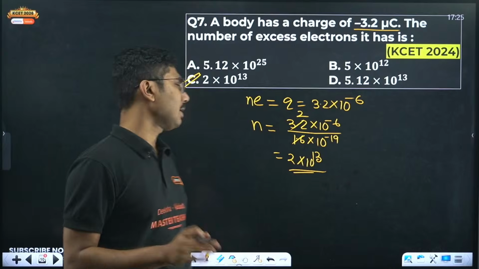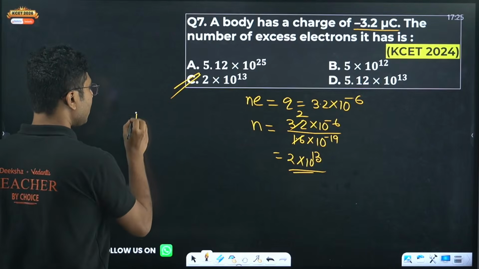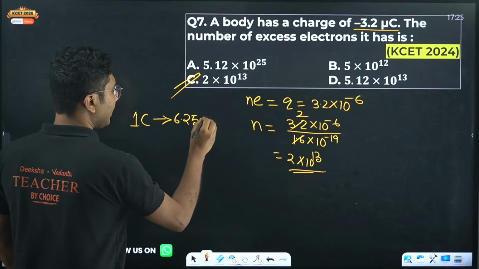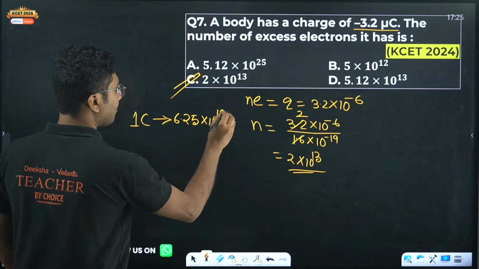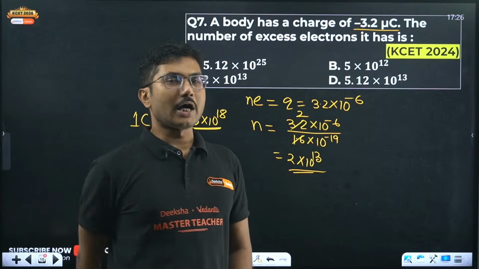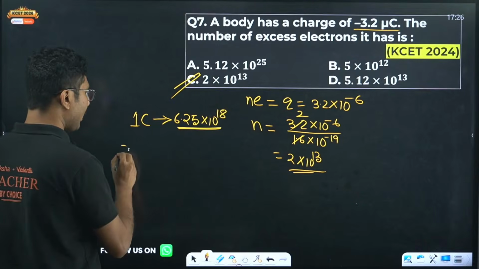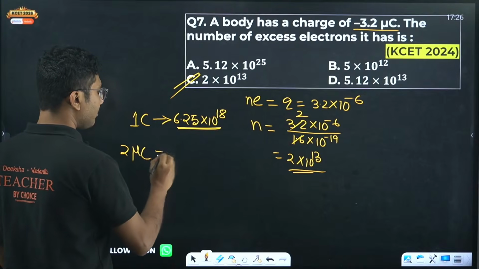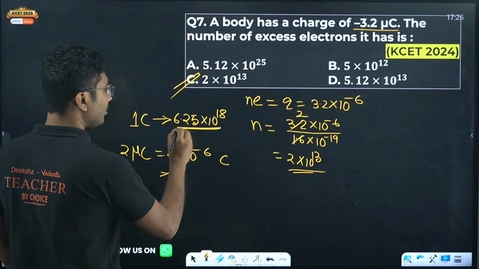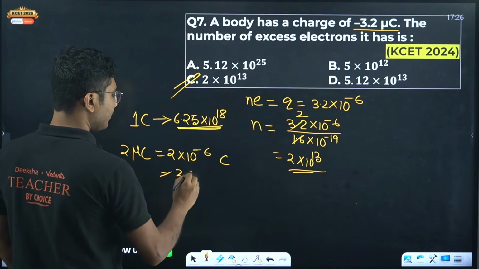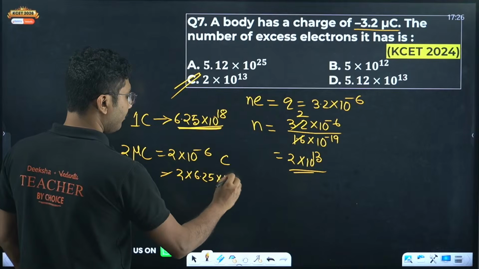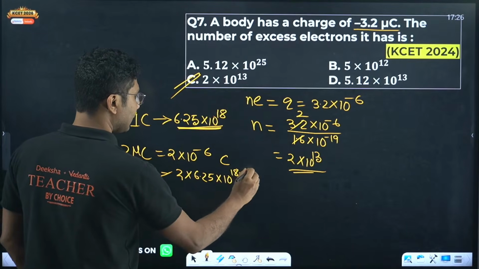remember that 1 coulomb of charge equals 6.25 into 10 to the power of 18 number of electrons. If you remember this conversion factor, any other charge can be simplified. For example, 2 microcoulomb means 2 into 10 to the power of minus 6 coulomb. Now we know 1 coulomb is this, so it will be 2 into 6.25 into 10 to the power of 18 minus 6.